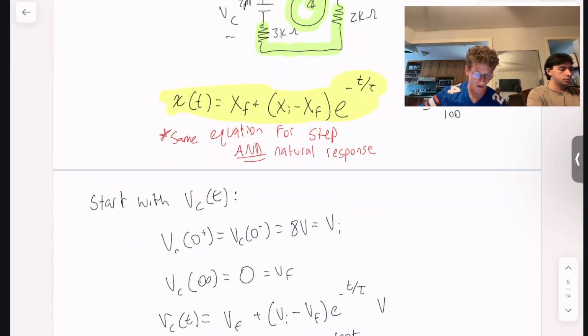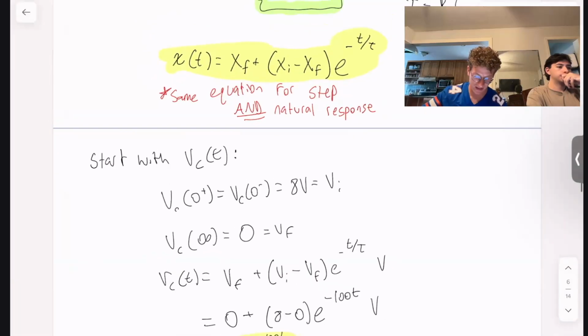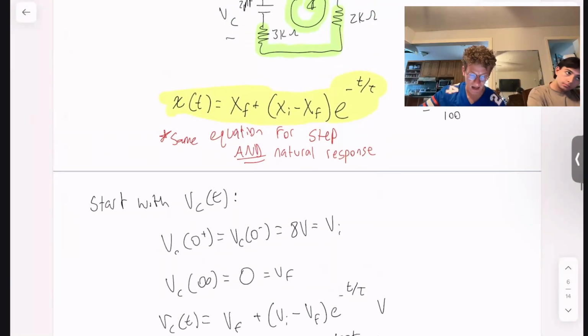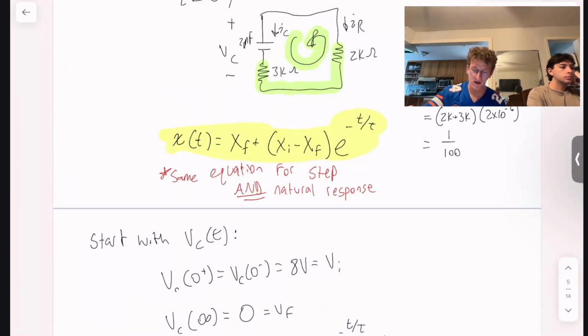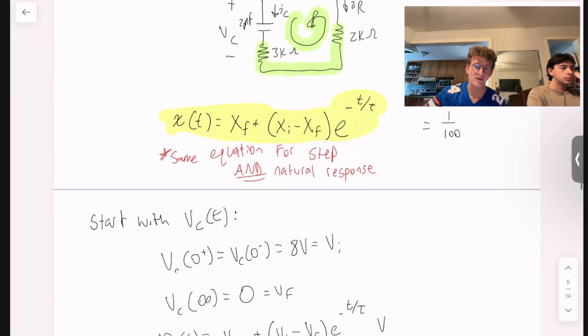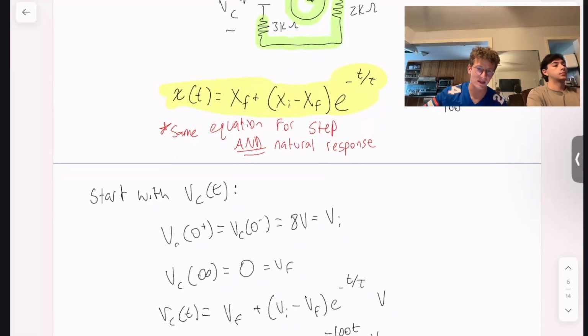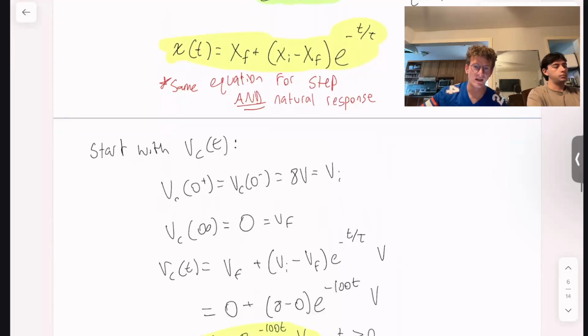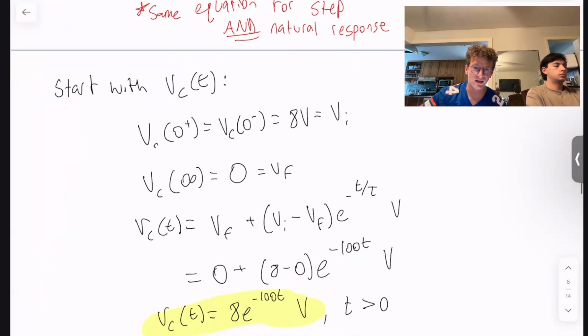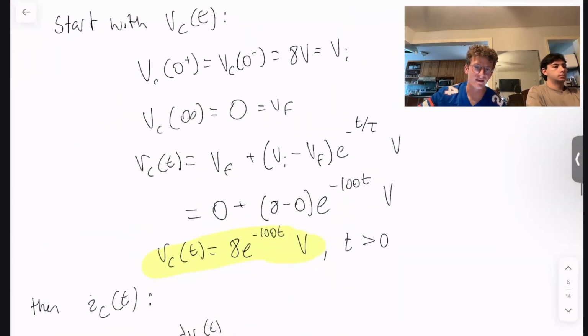So we knew from the steady state before the switch flipped that our initial voltage across the capacitor was 8 volts. And as I already said, it's just going to go through the loop until there's no more charge and it's all been absorbed by the resistors. So our final voltage is going to be 0 volts. If we plug that into this form of the equation, we get that our voltage across the capacitor is equal to 8 times e to the minus 100t volts.